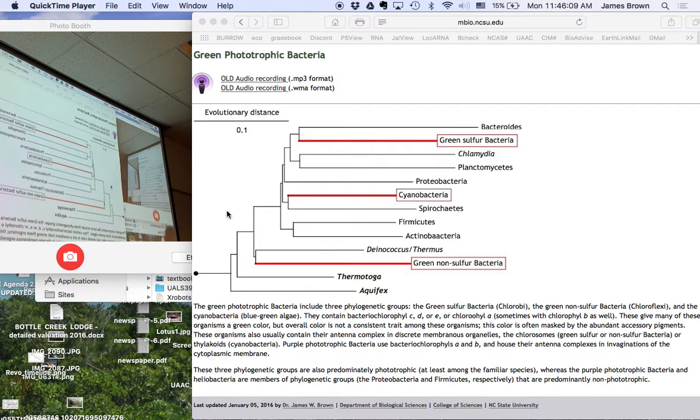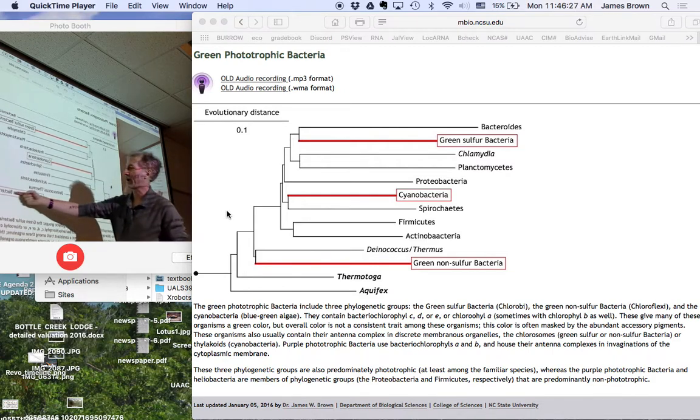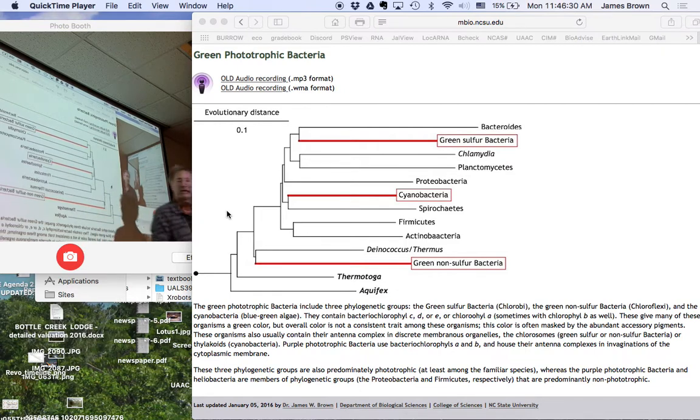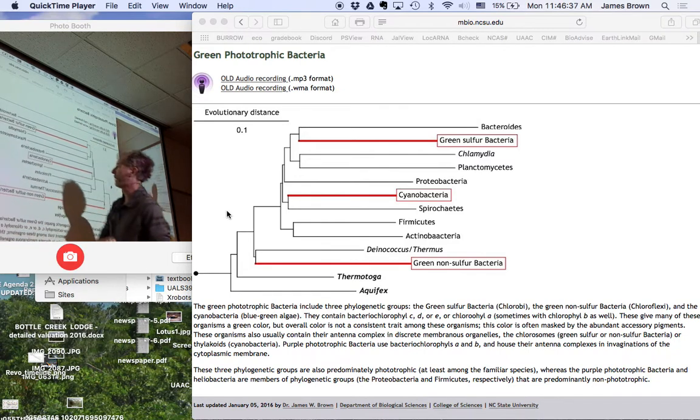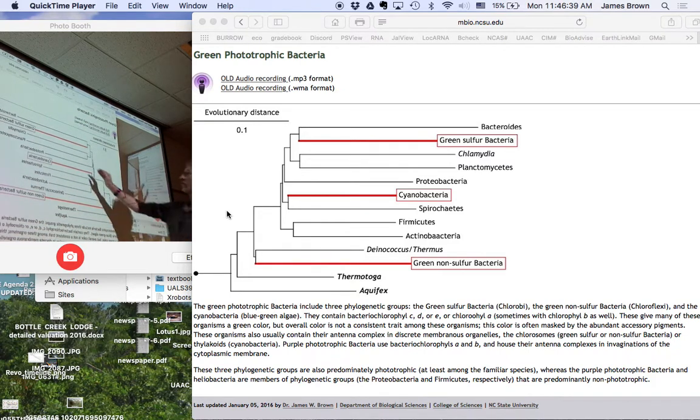So today we're going to talk about green phototrophic bacteria. There are three kinds of green phototrophic bacteria, and they're not phylogenetically related. There's an interesting relationship between the phototrophy and these organisms. There are the green non-sulfur bacteria, often called the chloroflexi, the green sulfur bacteria, or chlorobi, which are generally related to Bacteroides, and there are the cyanobacteria, or blue-green algae.